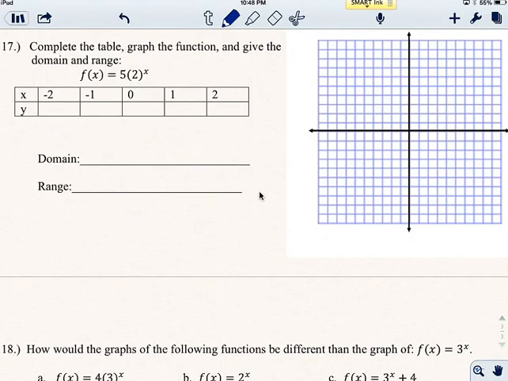So I look, and they give me a function, right? f of x equals 5 times 2 to the x. And they want me to fill in the table, fill in a graph, and do the domain and range. So let's just get started with the easiest part. Let's fill in this table.